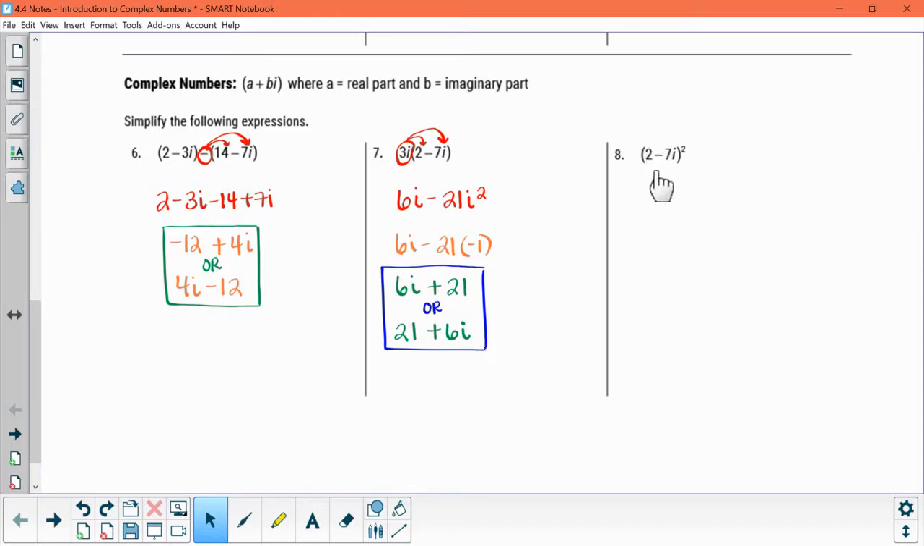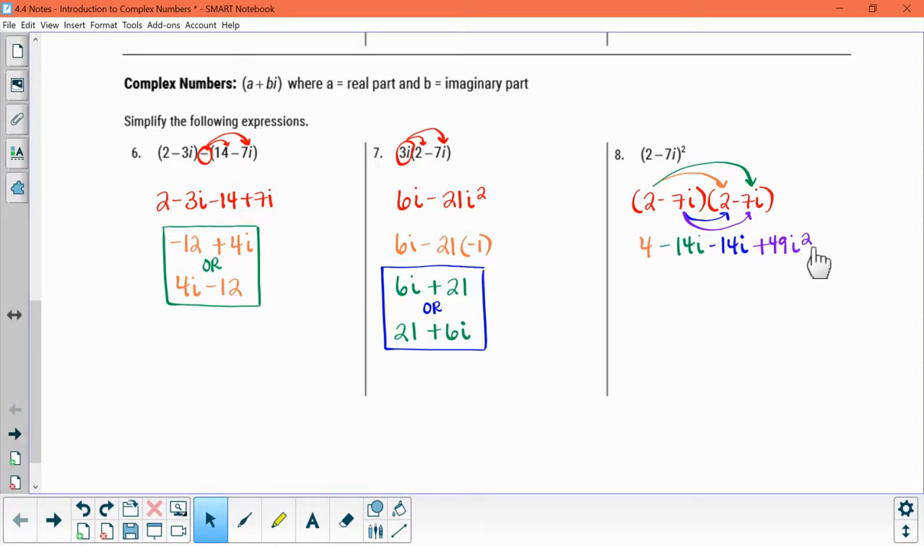For number 8, you also have to be really careful, because you have to remember, if I have addition or subtraction and an exponent, I'm not just distributing. I am foiling. I have to do 2 minus 7i times 2 minus 7i. First, outside, inside, last. It's going to give me 4 minus 14i minus 14i plus 49i squared.